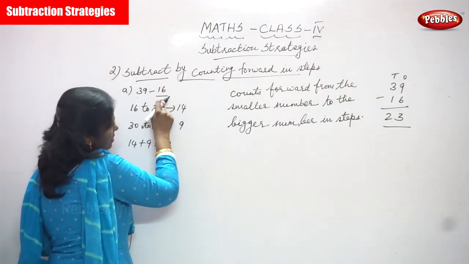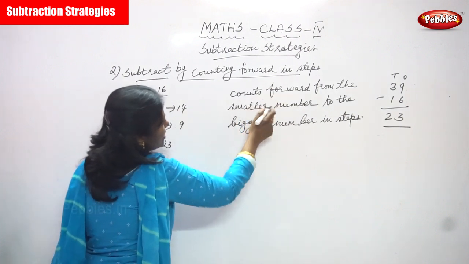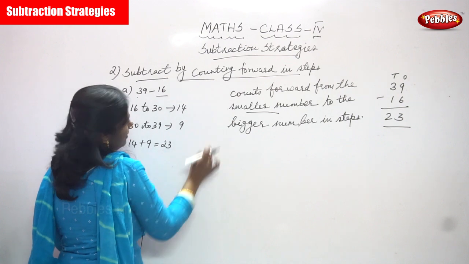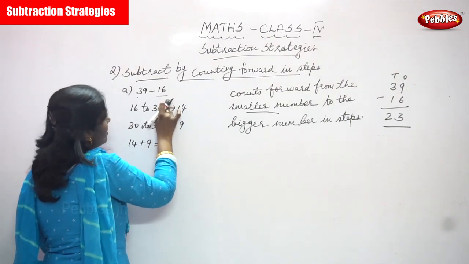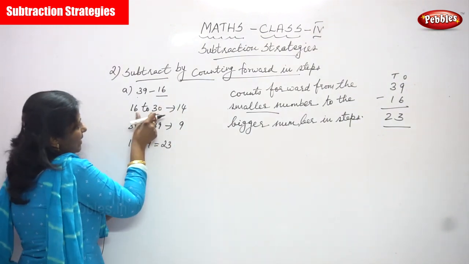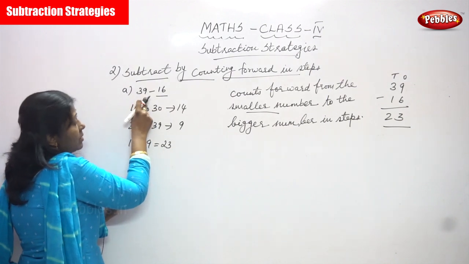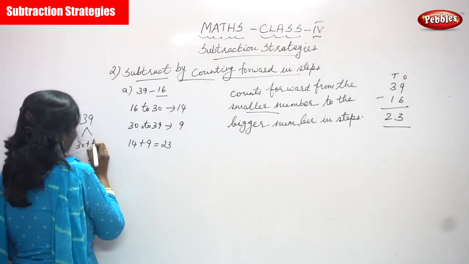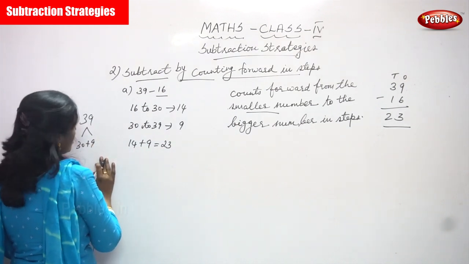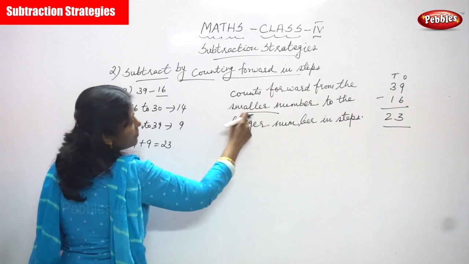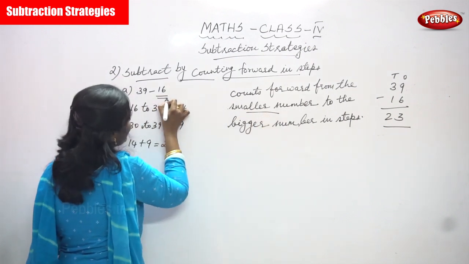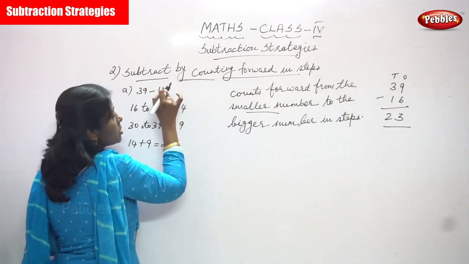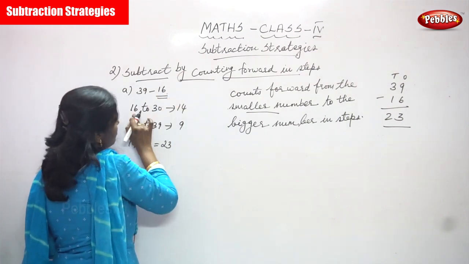So, you start with the 16. That is what count forward from the smaller number means. You start with the smaller number, then you have to count up to what? 39. If you split 39, how are you going to split it? 30 plus 9. Compared to 39, 16 is the smaller number, so count forward from the smaller number.